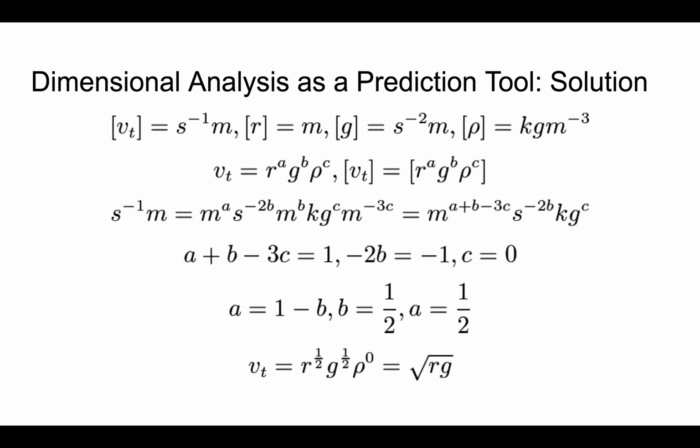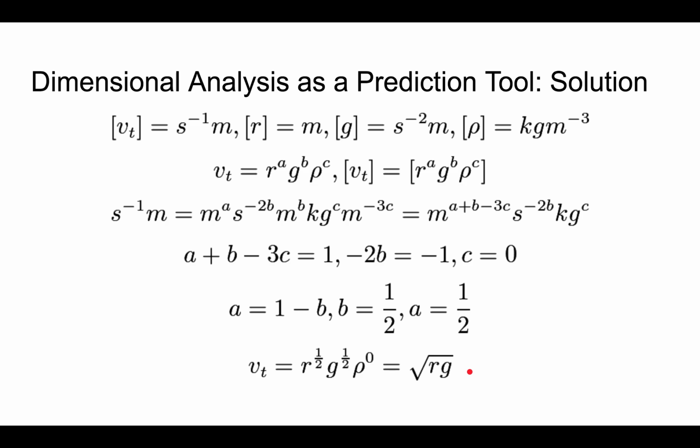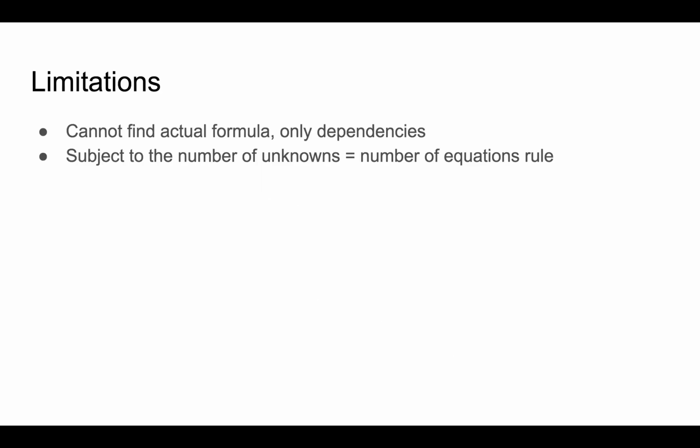Now, remember what I said earlier about ignoring multiplicative constants. There's nothing to say that this formula is correct, only that we found a correct dependency to match our assumptions. For all we know, v sub t might be equal to 2 times the square root of rg, or 97 pi times the square root of rg. There's no way for us to figure that out. So we can only find the dependencies.